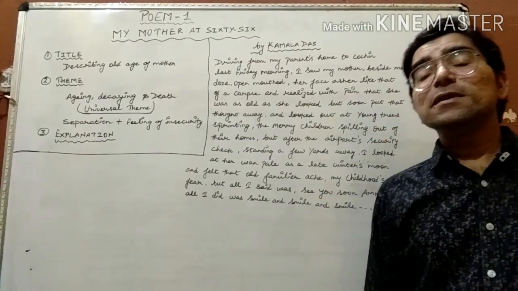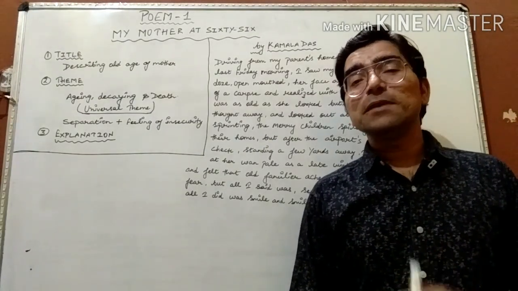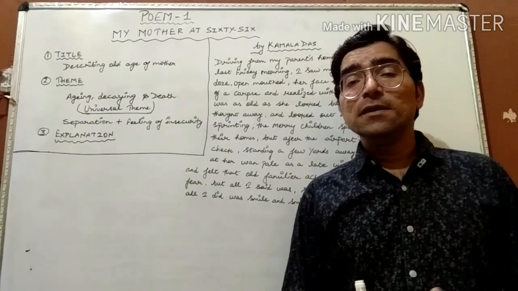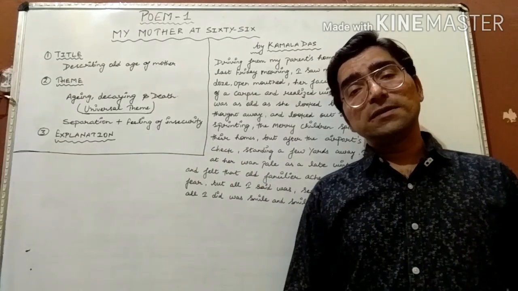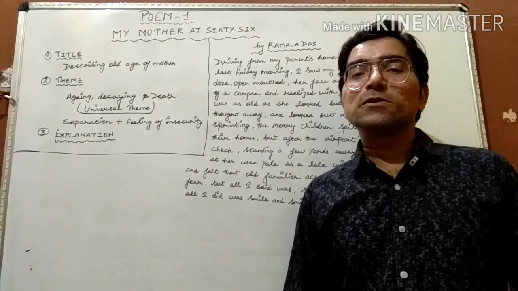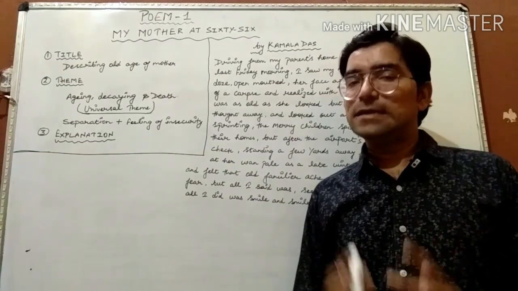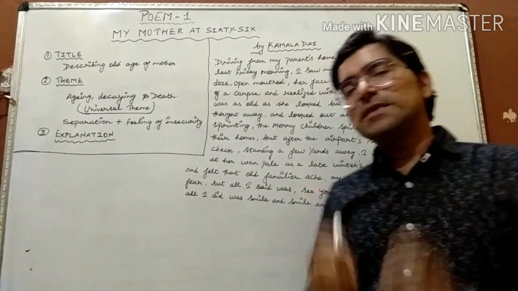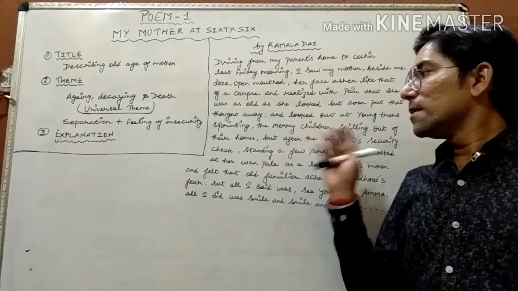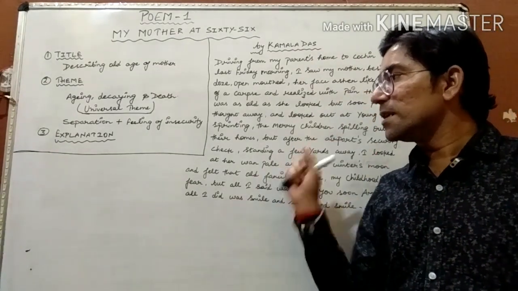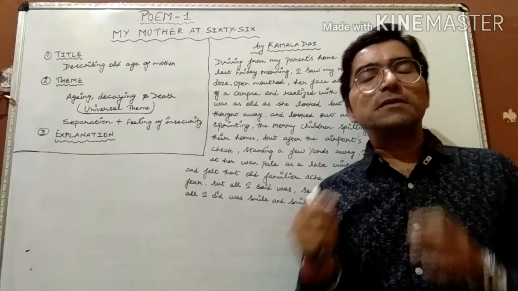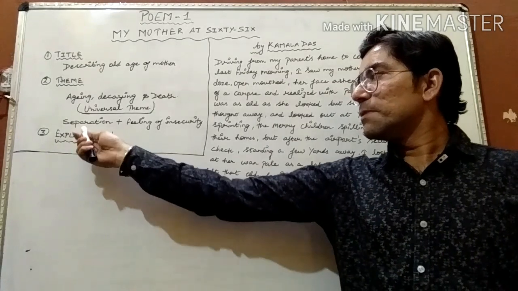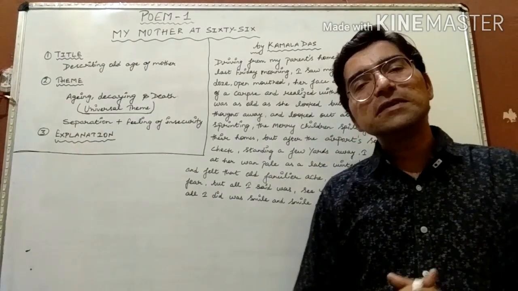So this is going to be the universal theme that is applicable to all, and no one can avoid these three natural phenomena of aging, decaying and death. Now what is going to be the theme that is specifically situated or specifically associated with this poem? The theme that is specifically associated with this poem is separation and feeling of insecurity.